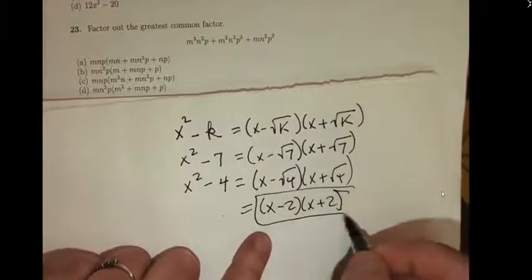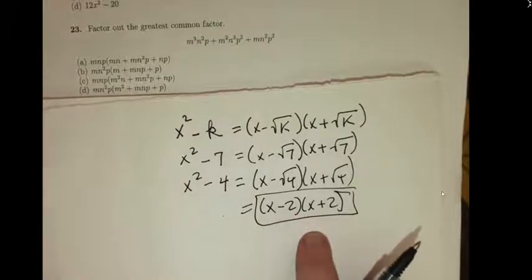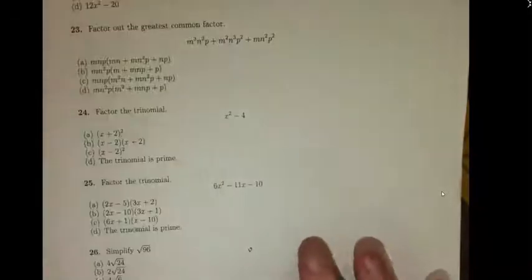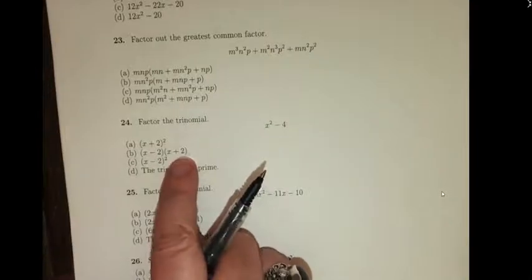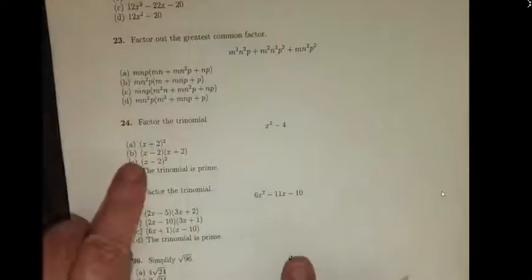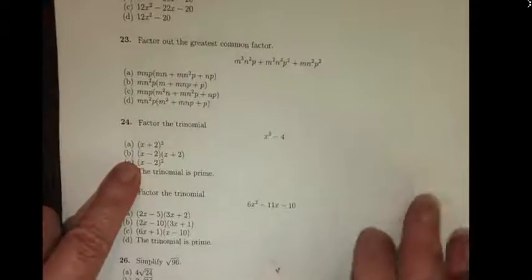Now, the order doesn't matter. I could have had x plus 2 times x minus 2. So let's see what we have. x minus 2 times x plus 2. Okay, just what I got here. So the answer here is B.